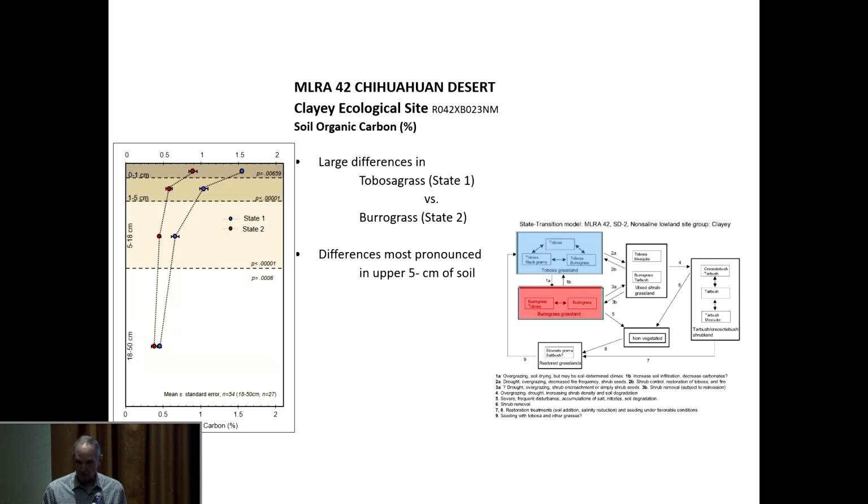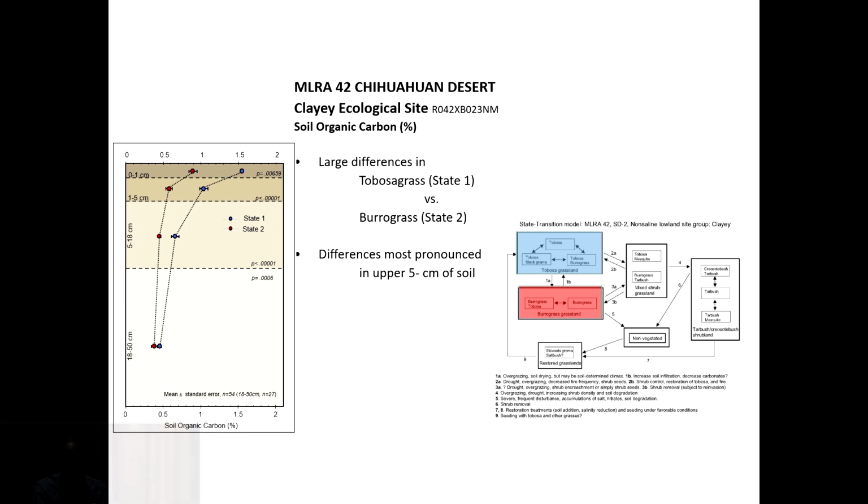And there's the soil carbon results. The tobosa grass state in the blue versus the burrograss state in the red: soil carbon is higher in that tobosa grass state, lower in the burrograss state. This took 50 years, actually longer than 50 years. I mean, that's just how long we've been tracking it.